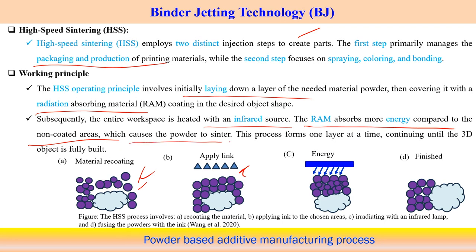So here basically we first make a simple coating, just binding the powders, but then we apply another energy source to perform the sintering. Then solid bonding of the particles usually occurs after the sintering operation. So then we get the finished component like that. So we see these are the steps usually associated with the high speed sintering operation.